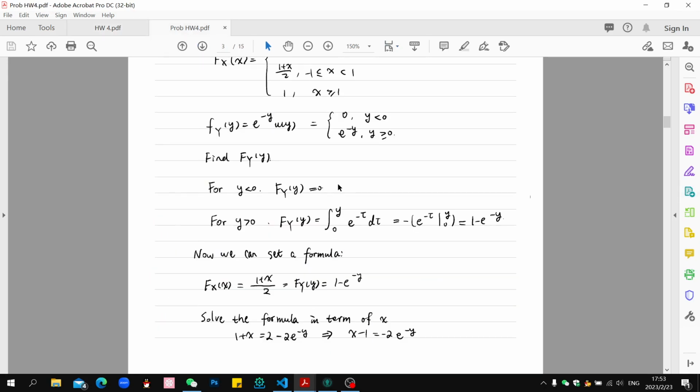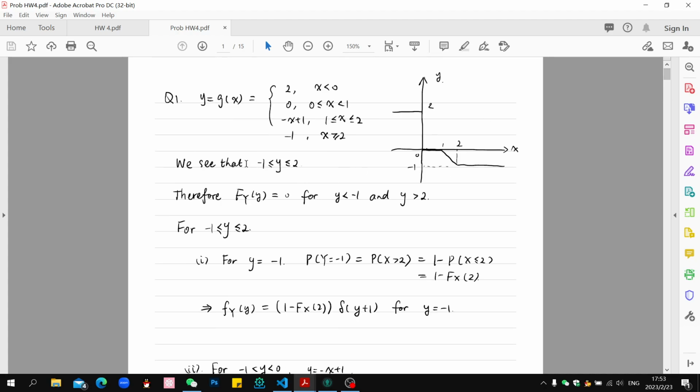So here's my answer. Here's g(x). We can draw the graph of y with respect to x. We can see that y is always between minus 1 and 2, inclusive. Therefore, for y out of the bound, that is smaller than minus 1 or larger than 2, big Fy should always be 0.